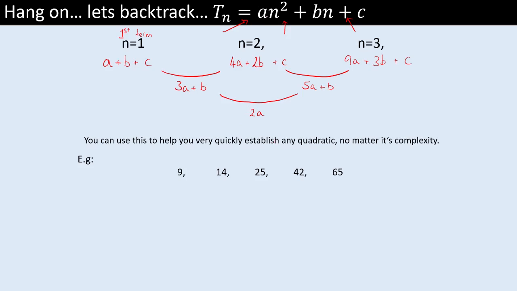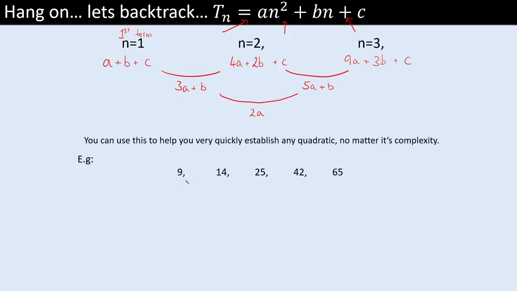Now, why does this method perhaps give us a little bit more help? I know that the first number in my sequence is going to be the same as a plus b plus c. I know that the first difference is going to be the same as 3a plus b. And I know that the second difference is going to be equal to 2a. So let's see if we can use that information for the sequence that we did earlier.